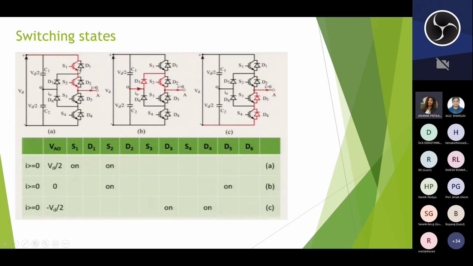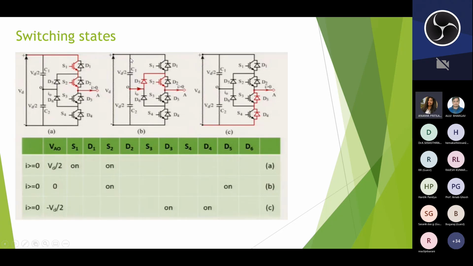So the switching states: I have considered one leg of the NPC. Here I have highlighted in red that S1 and S2 are on. Through this, the current will flow, and hence the voltage VAO will be VDC by 2. In the next instant, the current will flow through the diode: S2 and D5 will be on.